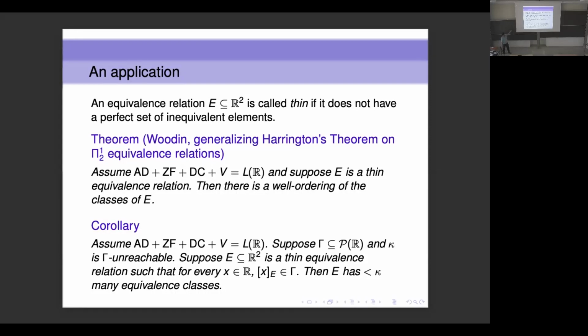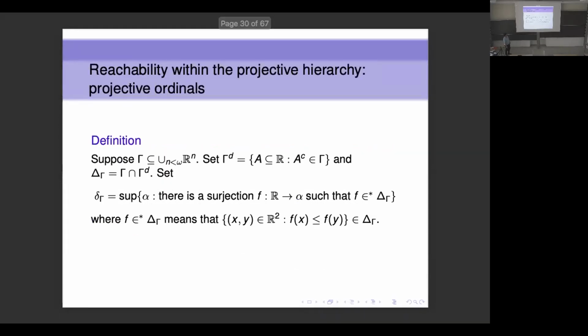All right, so now you can ask, given an equivalence relation, how many classes does it have? The thin equivalence relation. So that's one application. I want to define these ordinals, delta gamma.